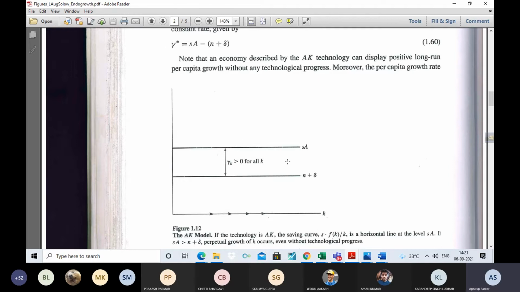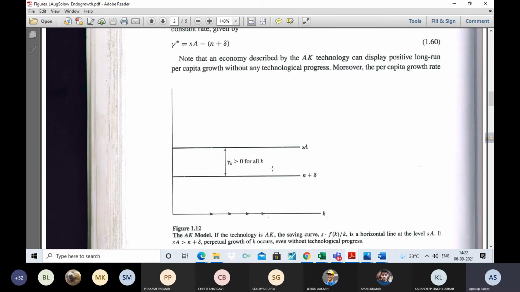So at the steady state, what happened was sA would have been exactly equal to the effective depreciation, and that ensured that k dot by k would be equal to 0. So in the steady state, we had 0 growth rate of capital in the Solow-Swan model, whereas in the AK model, we have a positive growth rate of capital in the steady state. Okay, so this is the main difference.